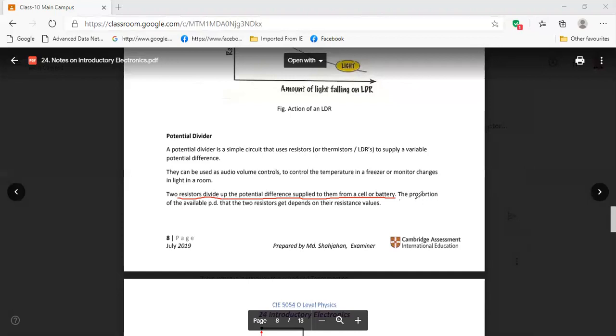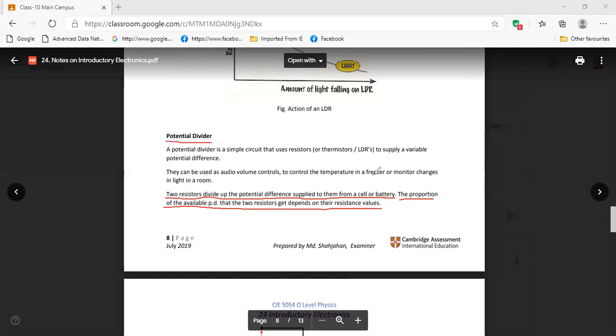The proportion of the available potential difference that the two resistors get depends on their resistance values. Very important. We learned it in the DC circuit current electricity topic. However, we are repeating it here. We know potential divider from before.